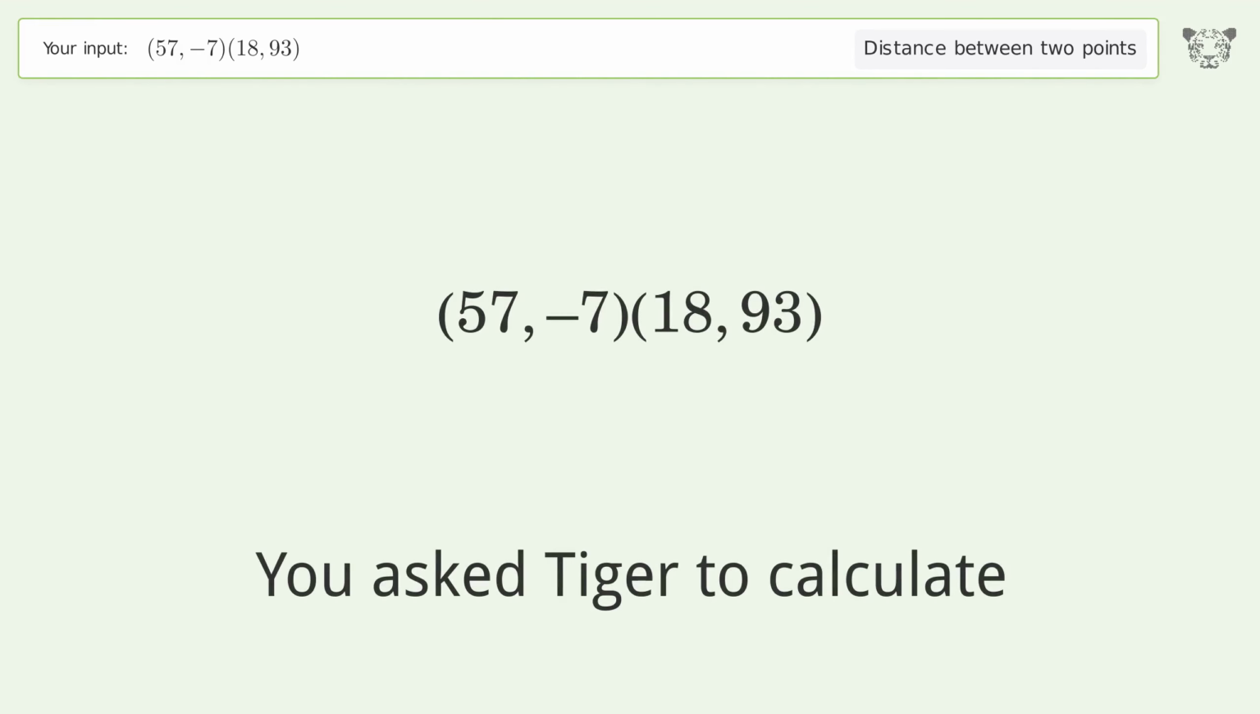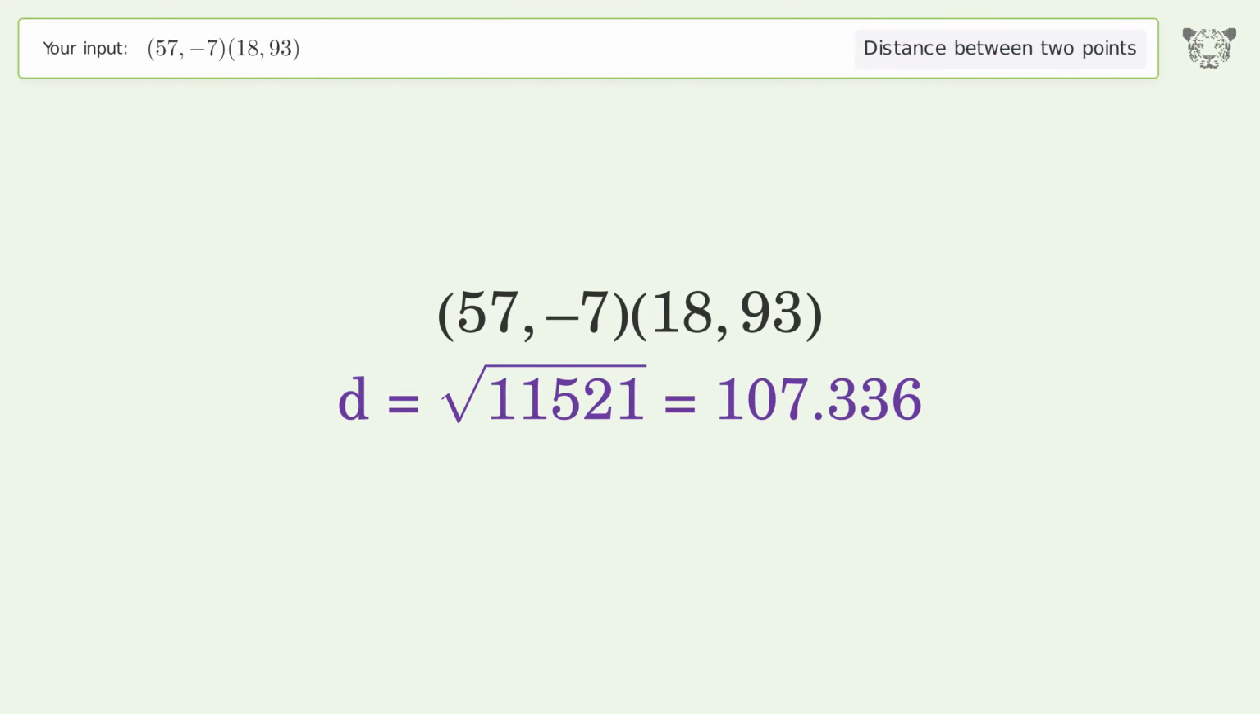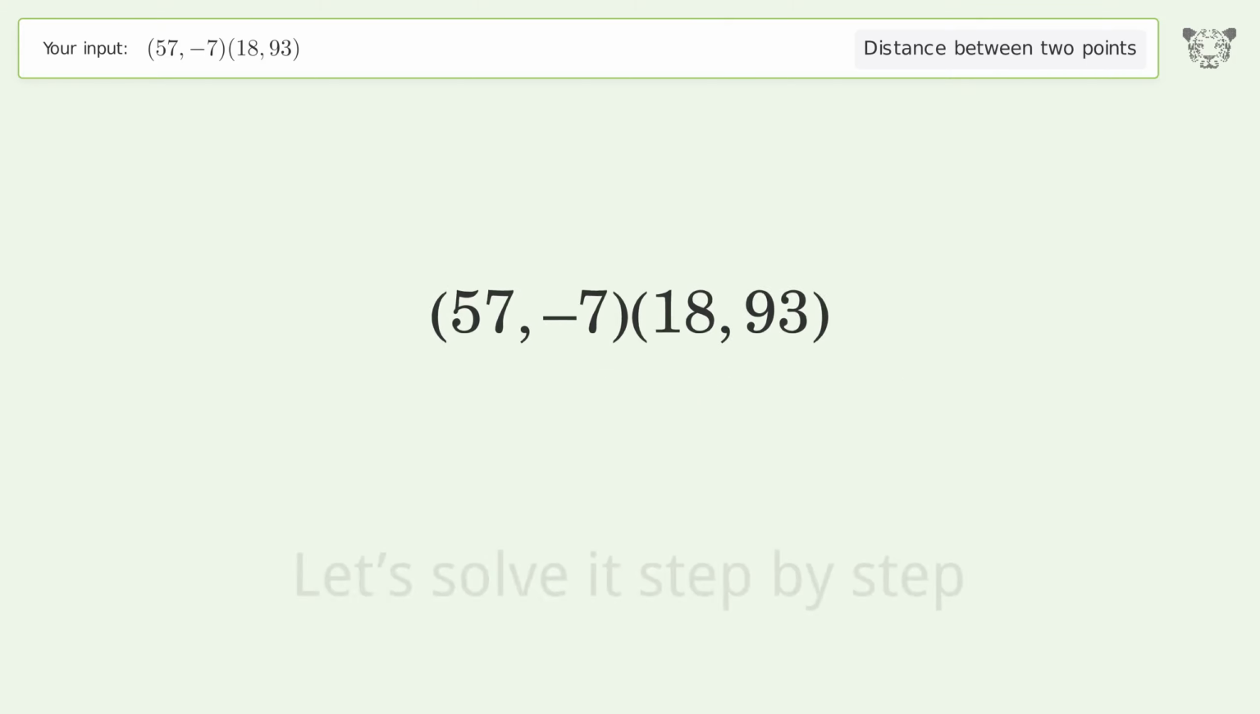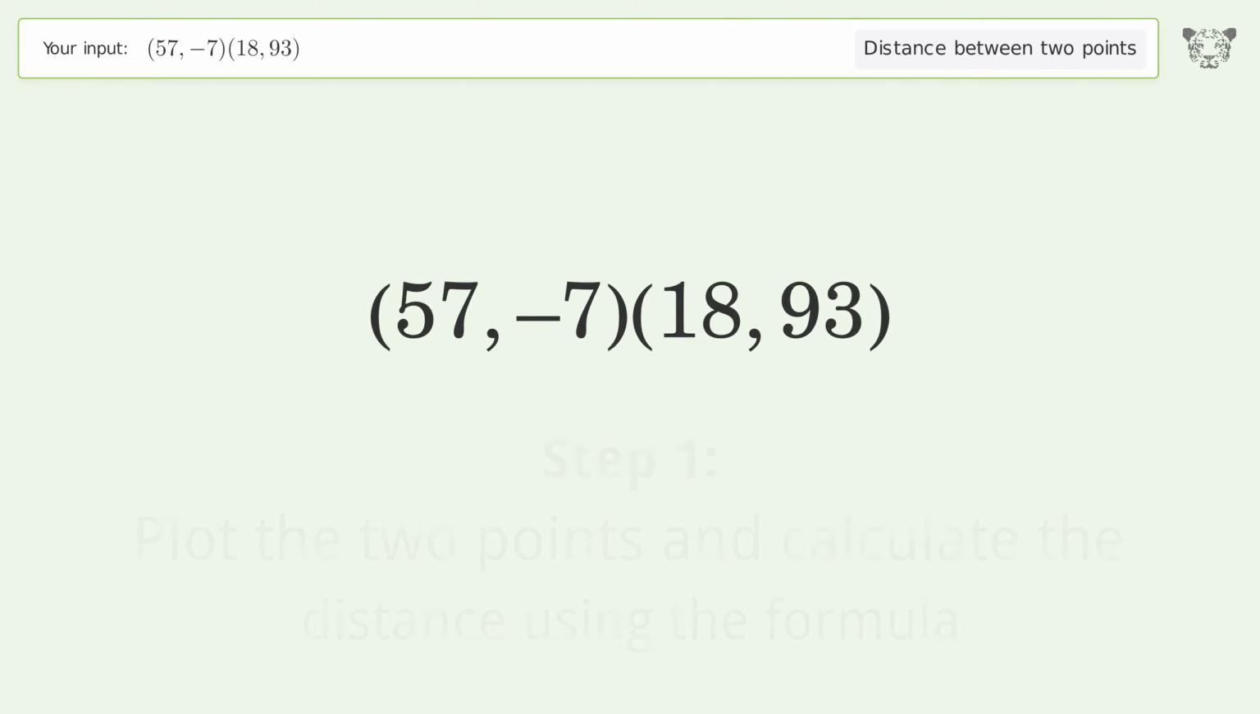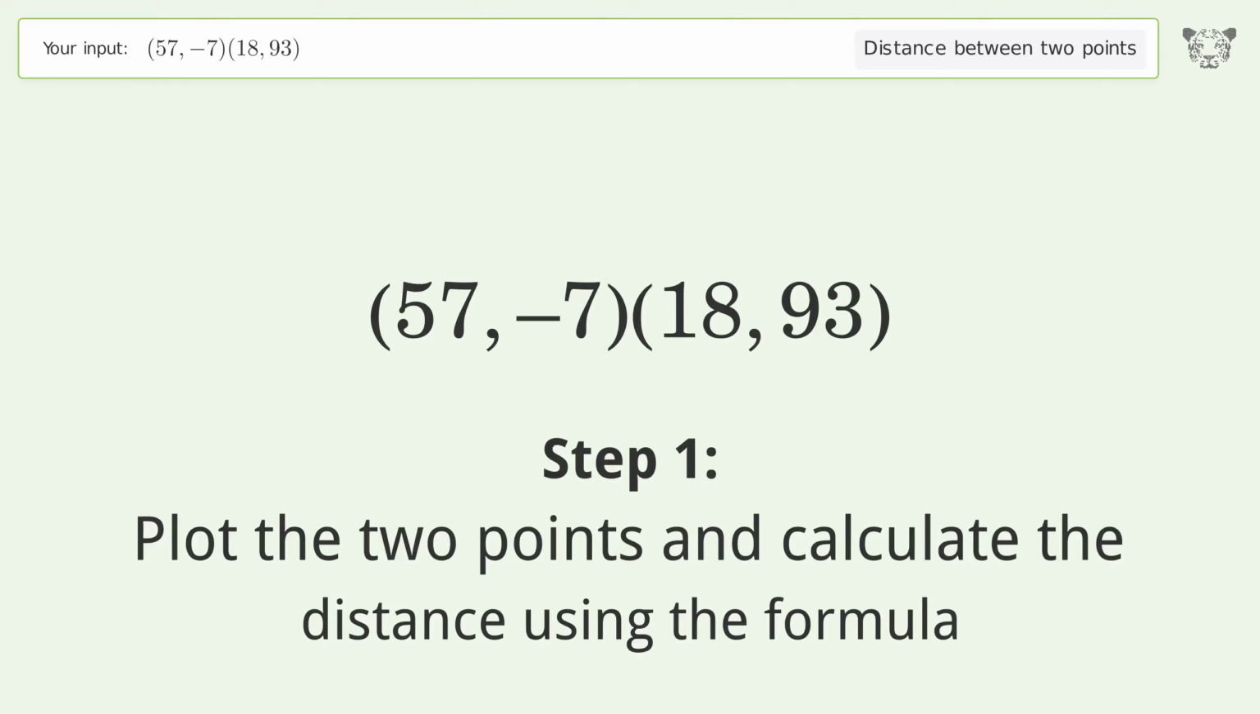You ask Tiger to calculate. This deals with the distance between 2 points. The distance between the 2 points is the square root of 11,521 or 107.336. Let's solve it step by step. Plot the 2 points and calculate the distance using the formula.